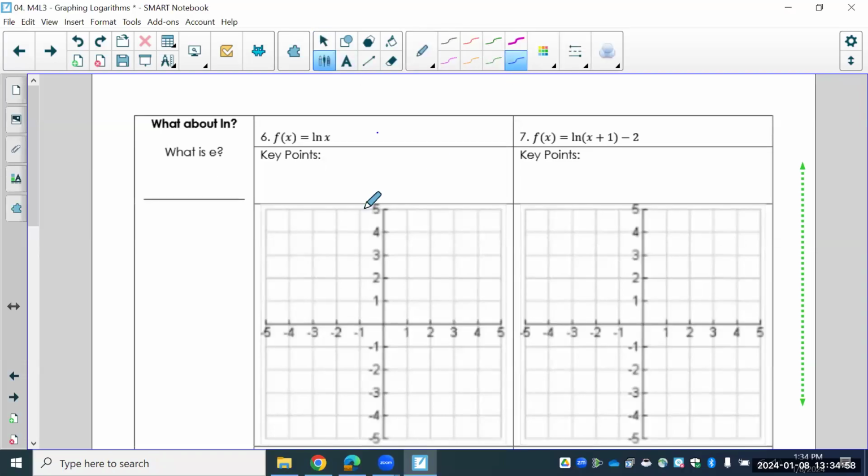So in this video, we're going to take a look at graphing ln x, which is a special case of a logarithm that has a base of e. So let's start with what is e. If you remember, e is approximately equal to 2.718 repeated in an irrational fashion, similar to pi.